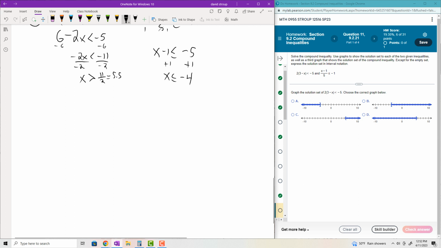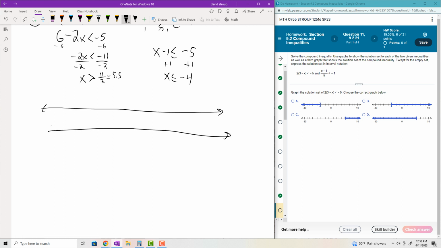Okay, so let's go to our number lines. And put on -4 and then 5.5. Make sure they're all lined up.